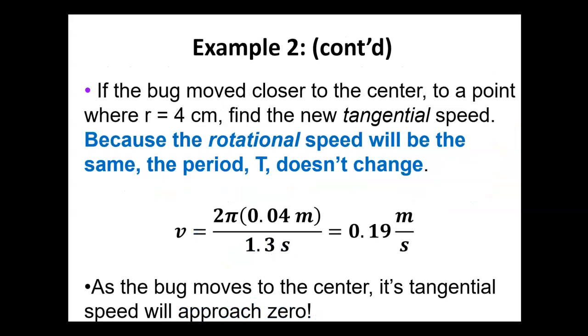second. What if the bug moved closer to a point that's only 4 centimeters, so about halfway between the center and the edge? Let's find the tangential speed there. The period is the same. It's still making a full revolution in 1.3 seconds, but now the radius is smaller, and so the tangential speed is smaller. So as the bug moves toward the center of the disk, its tangential speed approaches 0. It gets smaller and smaller.